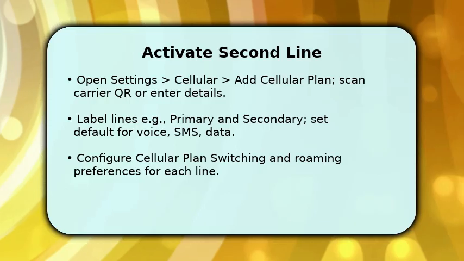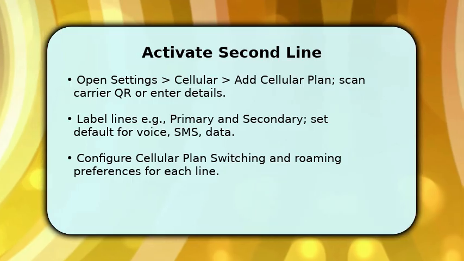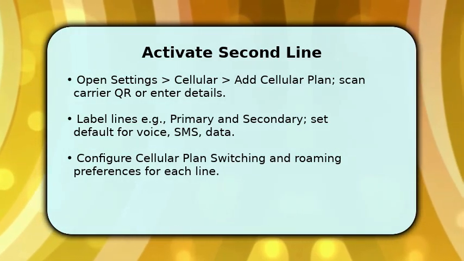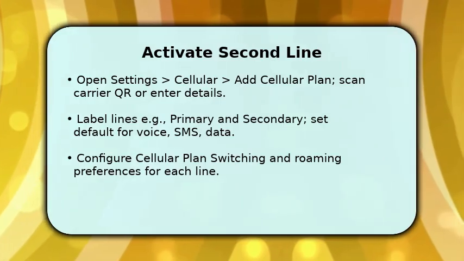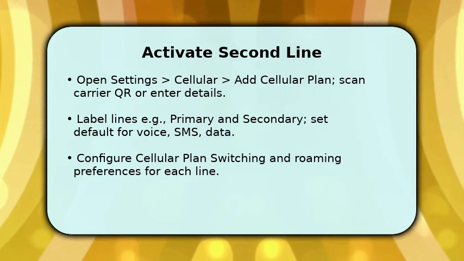Then you decide defaults. Choose which line is for voice, SMS, and cellular data. Also set cellular plan switching and roaming options so calls and data behave as you expect. These middle steps control how your phone chooses lines during calls and data usage.